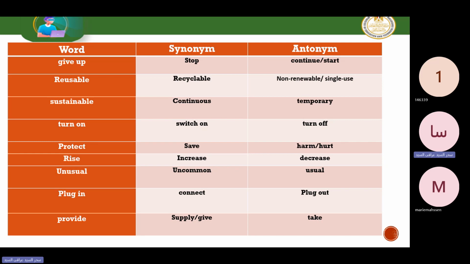Rise means increase, and the antonym is decrease. Unusual means uncommon, and the antonym is usual. Plug in means connect, and the antonym is plug out. Provide means supply or give, and the antonym, of course, is take.